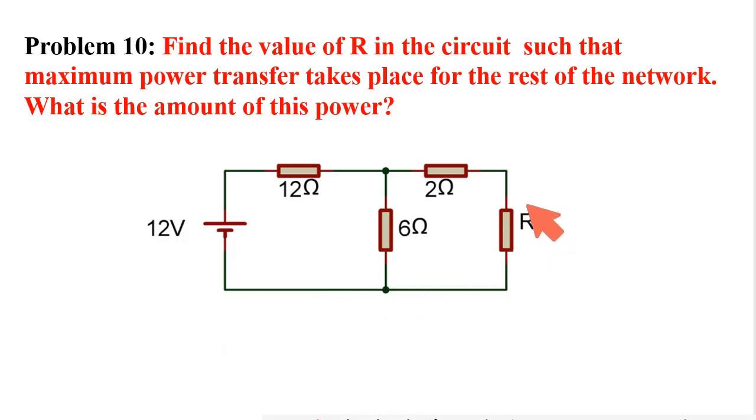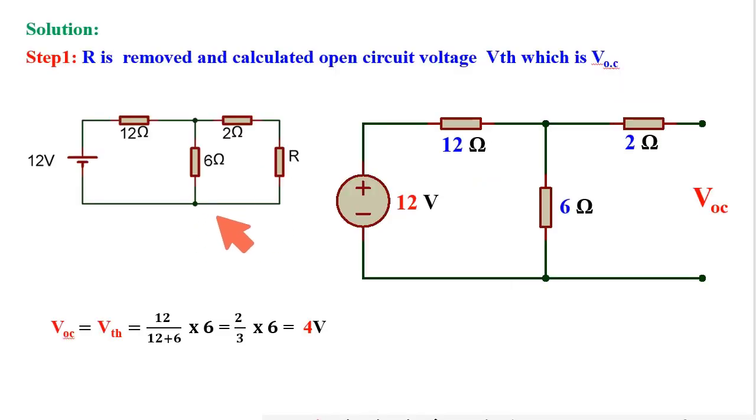Problem 10. I need to find the value of this load resistance to get maximum power at the load, and also I need to calculate the value of the maximum power at the load. I am following the maximum power transfer theorem. This is the main circuit. So first I need to find the open circuit voltage.